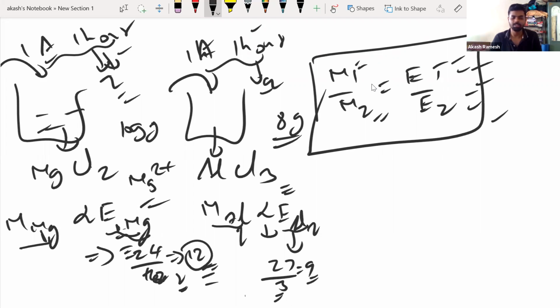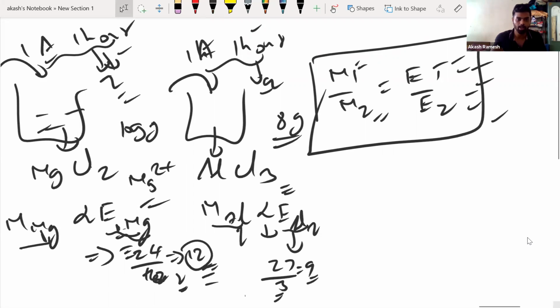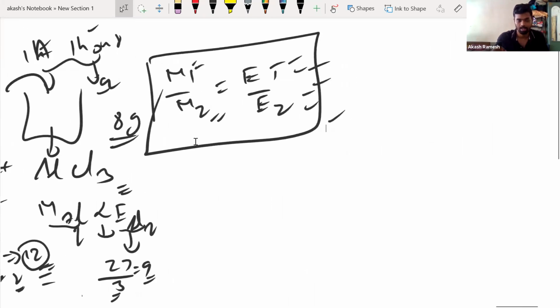I hope everybody understood the concept of equivalent masses and how it is connected to electrochemistry, that is Faraday's law. I hope there's no problem. If there's any question, you can ask me, people. Is there anything you want to ask about the equivalent concept, or anybody didn't understand anything? Okay, I suppose everybody understood.